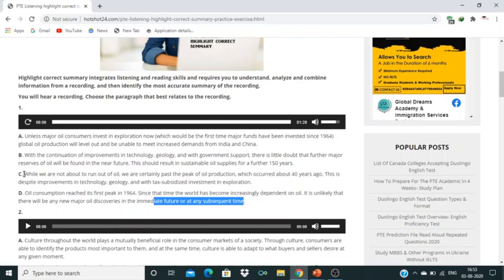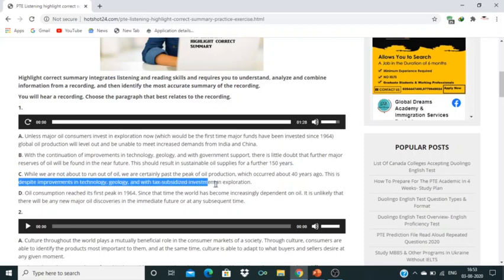See, please make sure this is a 60-40 ratio. You read the first line and the end line of the lecture. 60% of your answers will be right. He clearly mentioned that we are not about to run out of oil. We are certainly past the peak of oil production, which occurred about 40 years ago. And he mentioned this is despite improvements in technology, geology, and the tax subsidized investment in exploration.